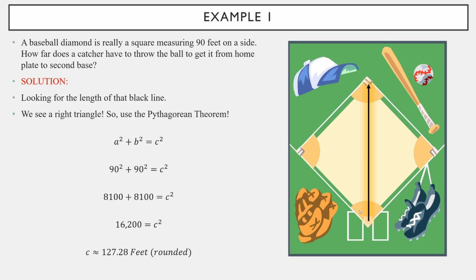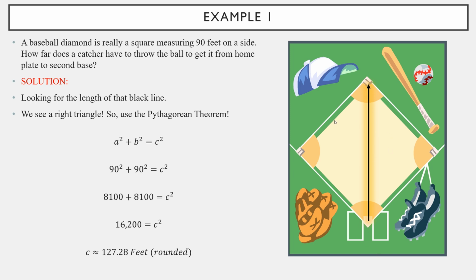So how far does a catcher have to throw a ball to get it from home plate to second base? Imagine a base runner is trying to steal second, and the catcher throws the ball. How far does the ball have to travel? If this black line represents the length the ball has to travel, what we're looking for is the length of this black line.